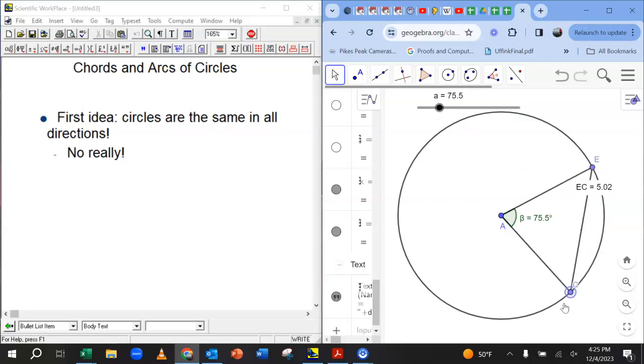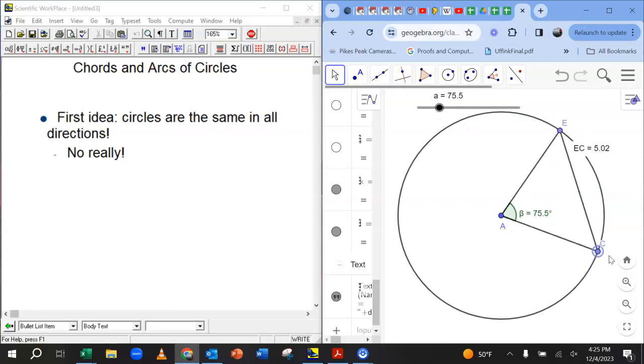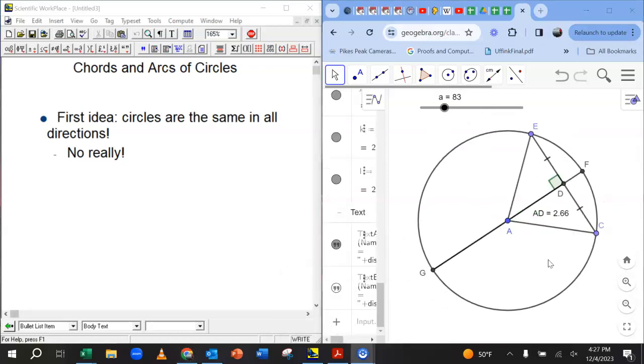Probably the least obvious version of that is something I'll show you in just a minute. Let me pause for a second. So now I've souped up the picture a little bit.